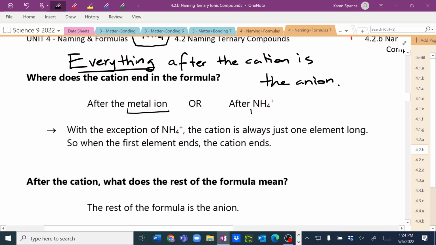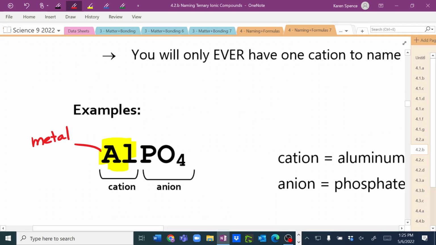Okay, so only 2 things to name. Let's take a look at this one here. AlPO4. Al is a metal. So that's your cation. That means that the PO4, everything else, is the anion.